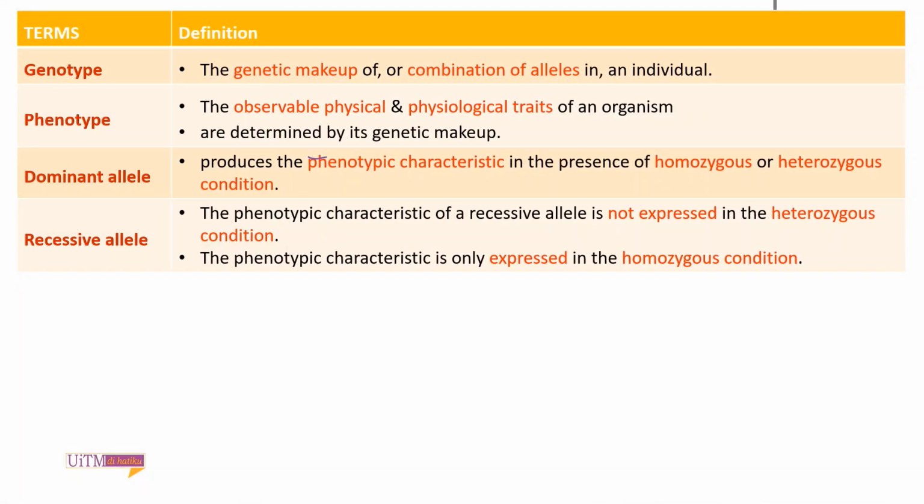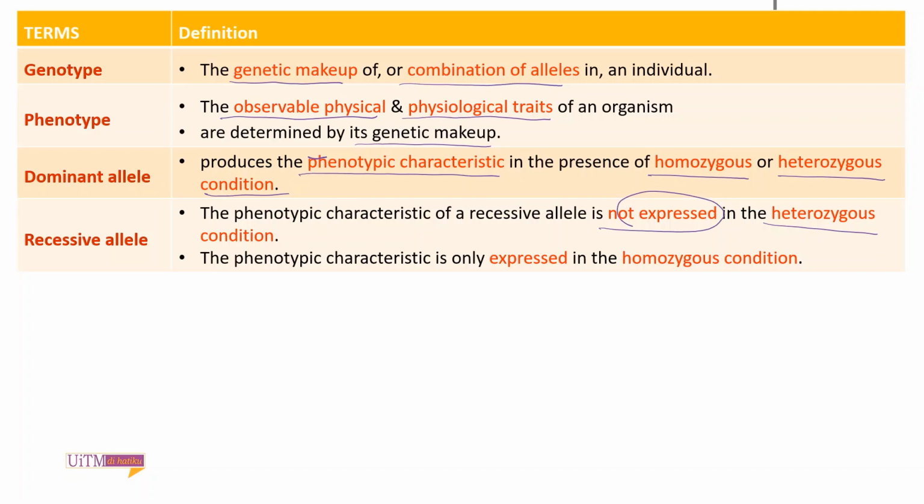Genotype. Genotype is the genetic makeup, or combination of alleles, in an individual. Phenotype is the observable physical and physiological traits of an organism. Phenotypes are determined by genetic makeup. A dominant allele produces the phenotypic characteristics in the presence of homozygous or heterozygous condition. For a recessive allele, the phenotypic characteristics are not expressed in heterozygous condition. They are only expressed in the homozygous condition.